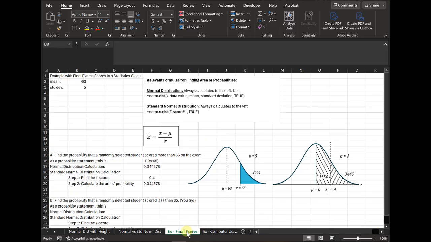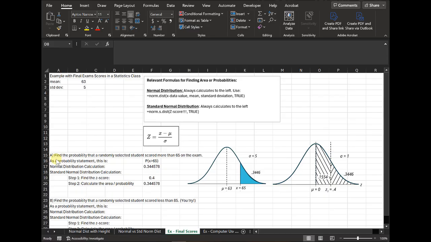So I'm in the third tab. It says X example final scores. There are a few things that we need to talk about in this particular tab. This has a lot of very important information. We have been given a mean of 63 and a standard deviation of 5, and we're asked to compute a few different probabilities. The first one is filled out for you so that you can see how the formulas work. We're asked to find the probability that a randomly selected student scored more than 65 on the exam.